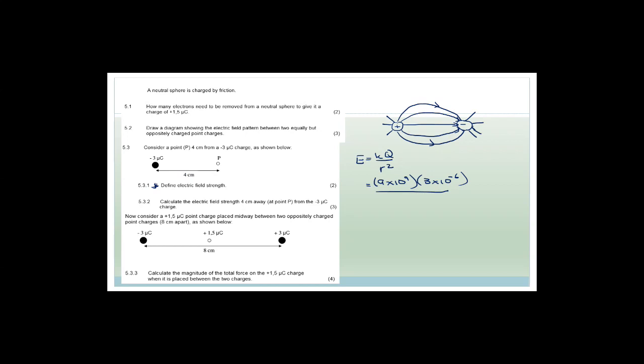So for the distance to be in meters, we need to convert centimeters to meters. How do you do that? You divide by 100. So in this case, it's going to be 4 over 100, which is going to be 0.04 meters, right? So therefore, we're going to go 0.04, and then what do we have to do? We have to square it. So let's pop that into our calculator.